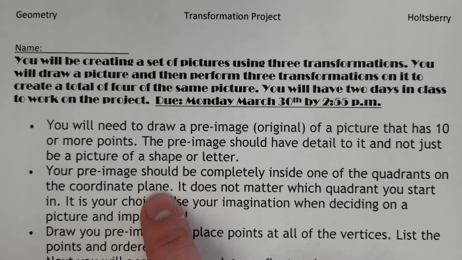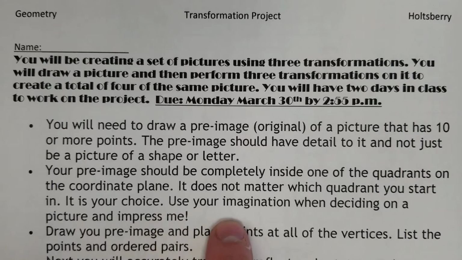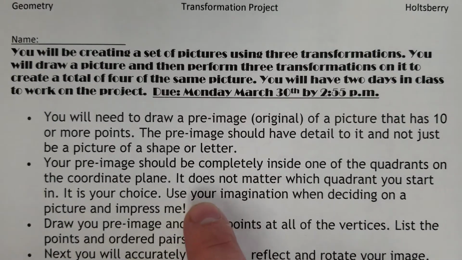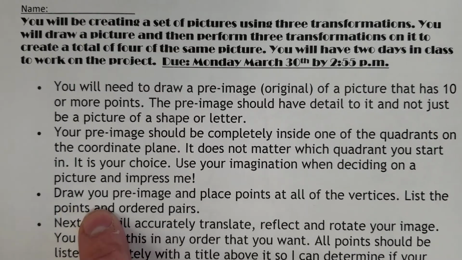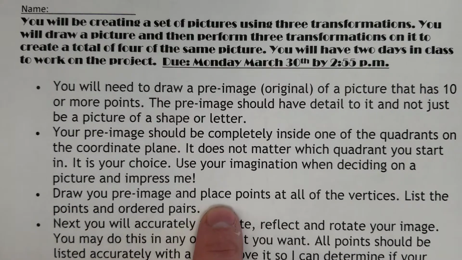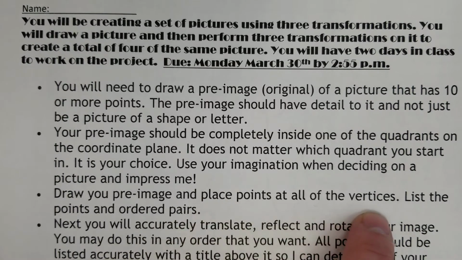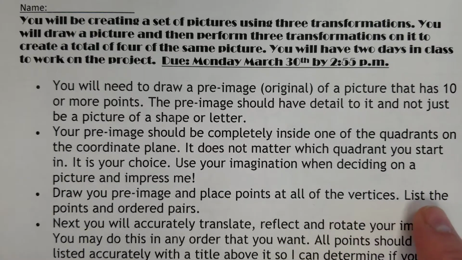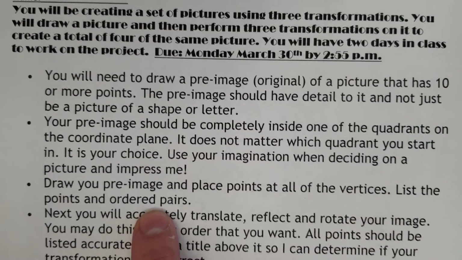It should be completely inside one of the quadrants of the coordinate plane. Okay, so make it impressive. You have plenty of time now to work on this, so it should be very detailed and not just a blank paper. You should draw all of your pre-image or original points and label them and make sure they're all on vertices so that it's easier to do all the transformations. And then on the back of your coordinate grid, list the points in ordered pairs.